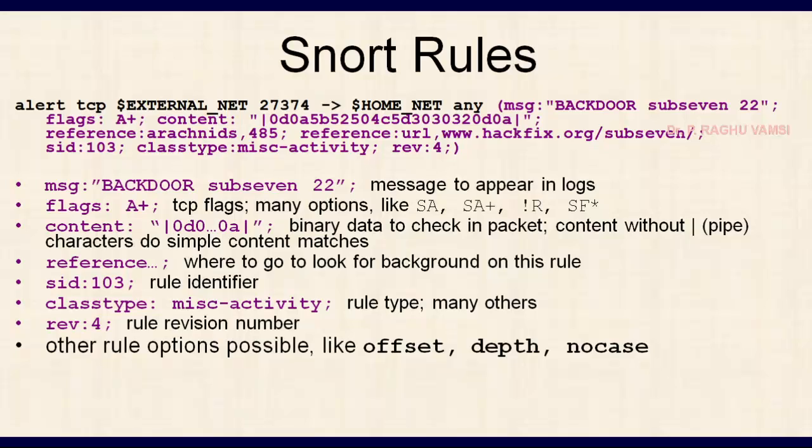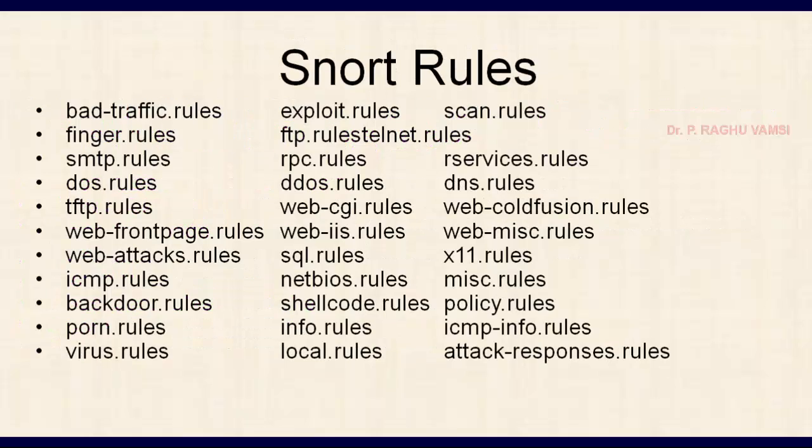That is what type of rule it is. It is a miscellaneous activity or any other activity. You can also see the documentation and come to know any other thing. Other options which can be used with the class type: revision, that is the rule revision number. Other options will be like offset. If you want to monitor offset, you can go for offset. Depth, no case. These are the other options available. So here what I have presented is the most frequently used options.